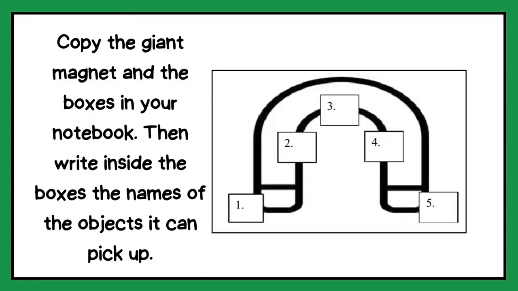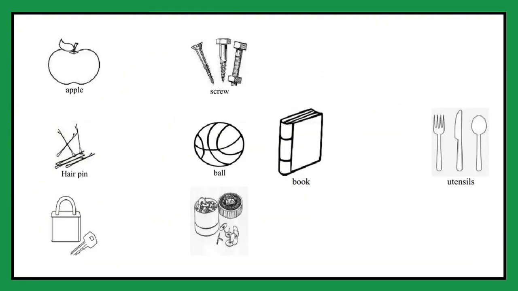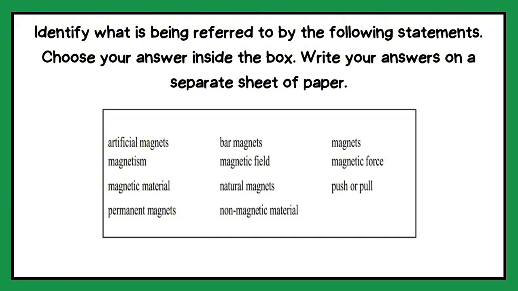Day 3. Copy the giant magnet and the boxes in your notebook. Then write inside the boxes the names of the object it can pick up. Now, identify what is being referred to in the following statements. Choose your answer inside the box. Write your answers on a separate sheet of paper.